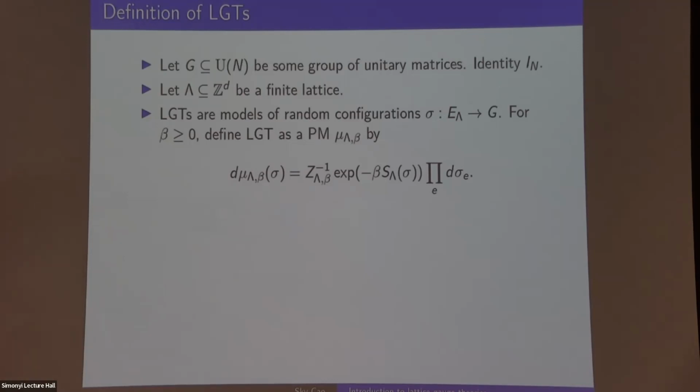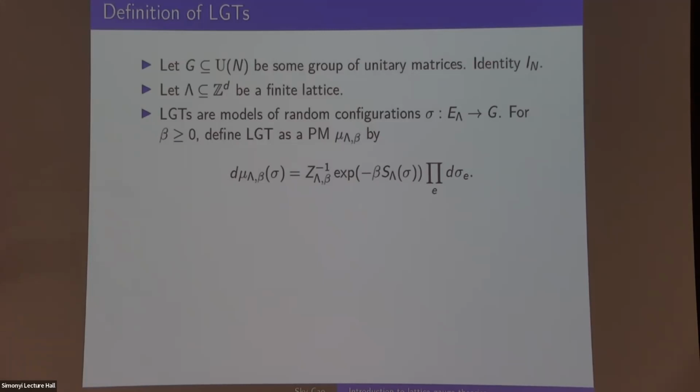To define it, I need one last parameter beta, which is non-negative. Given these three parameters, G, Lambda, and beta, I can define this probability measure, mu_{Lambda,beta}, the lattice gauge theory. It's defined as a Radon-Nikodym derivative with respect to a base measure, which I take to be the product Haar measure.